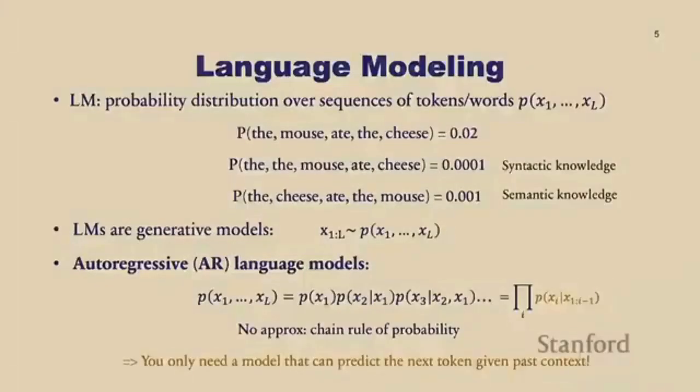So slightly more concisely, you can write it as a product of p's of the next word given everything which happened in the past, so of the context. So this is what we call autoregressive language models. Again, this is really not the only way of modeling a distribution. This is just one way. It has some benefits and some downsides.